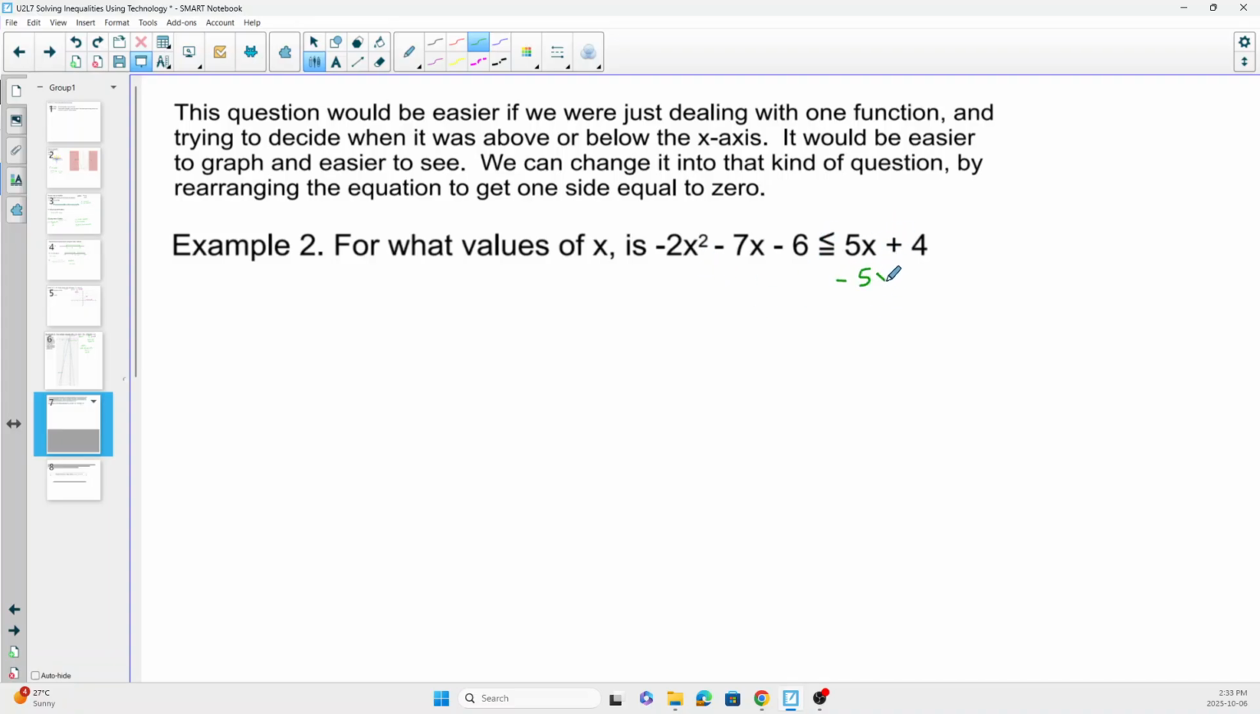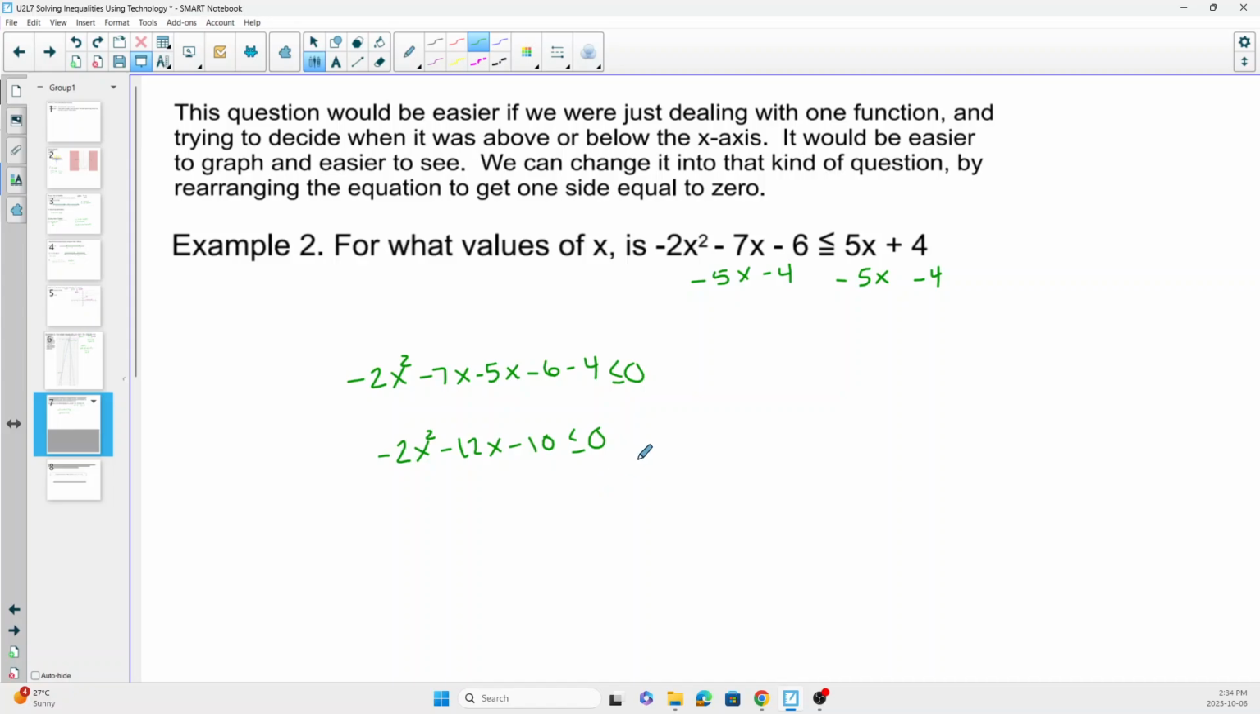So we want to take away 5x on this side, and we want to take away 4 on this side. And when we do that, we have to take away 5x on this side and take away 4 on this side. So we're left with -2x squared minus 7x minus 5x minus 6 minus 4. And on the other side, we're left with 0. So we want to know when is all of this less than or equal to 0. So we can simplify this. We can say -2x squared minus 12x minus 10. Now we've created a new degree 2 polynomial. So we want to know, when is this polynomial less than or equal to 0?